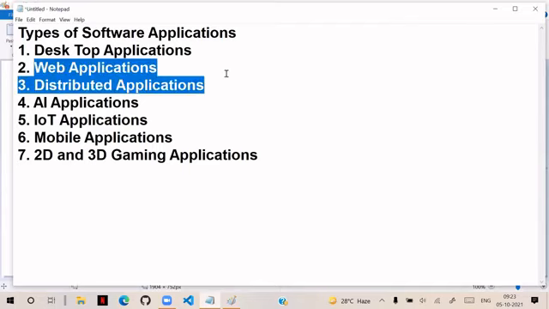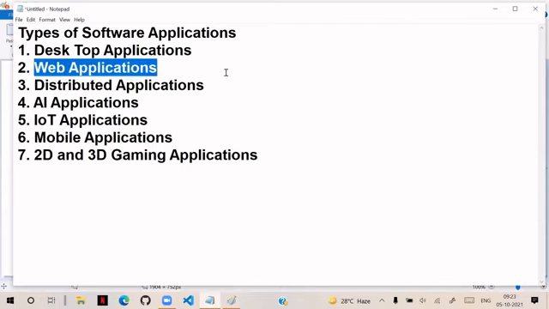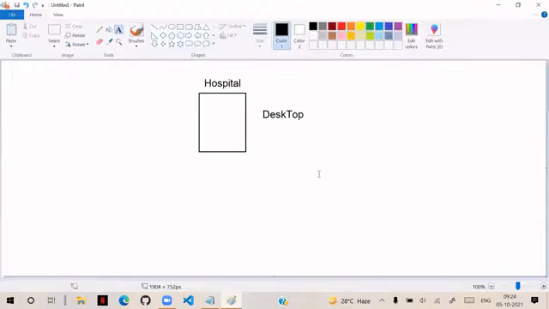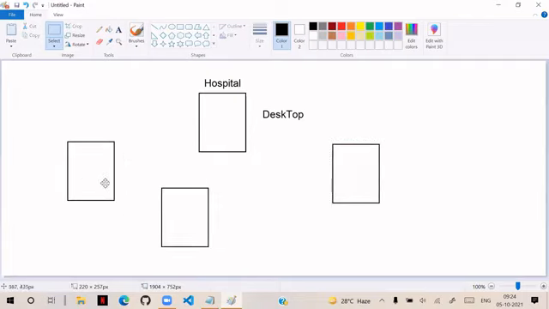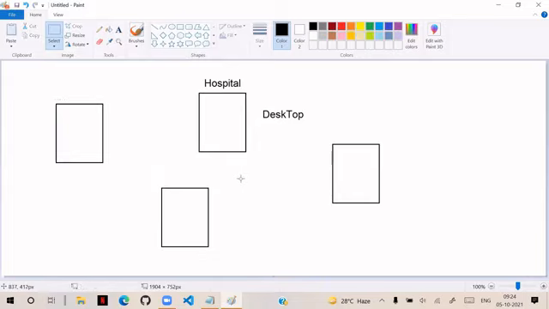Web application means, detailed architecture you will learn later. First, I will give you an introduction about them, then we can go into the detailed architecture. Web application means, for example, if that hospital has several branches all over India, everywhere they have branches, now they need communication between them. Doctors' availability across various branches. Medicine availability across various branches.